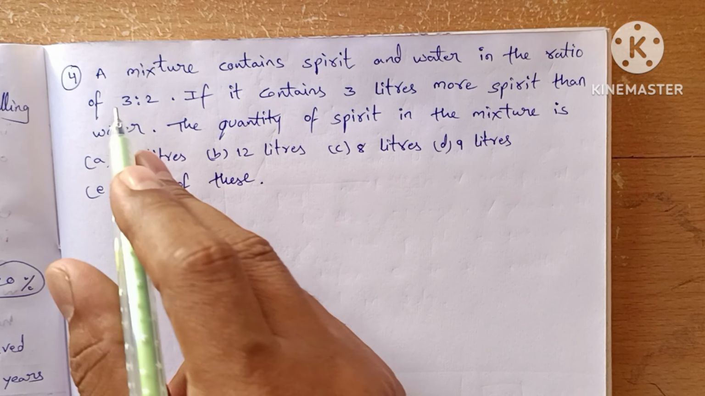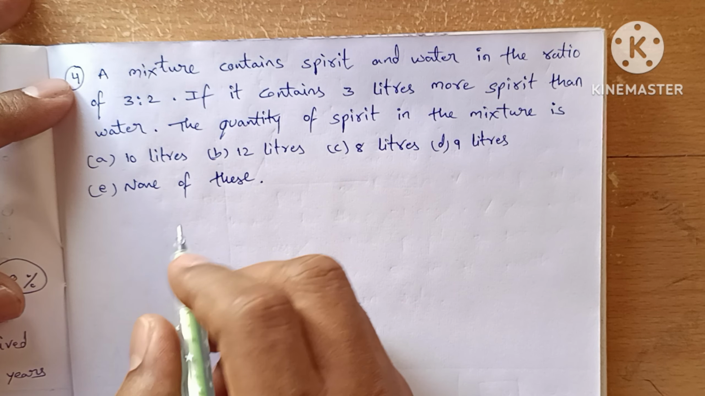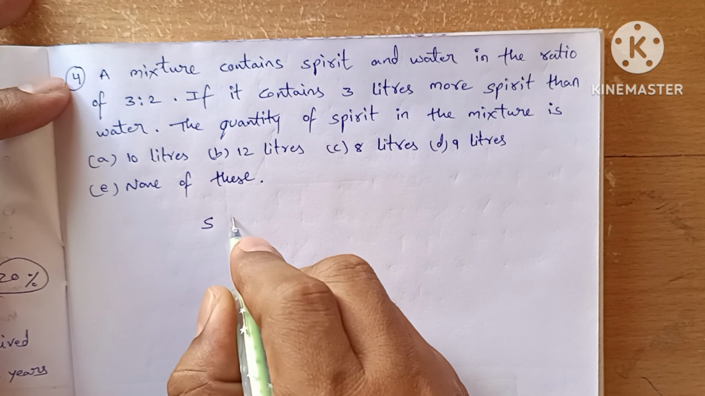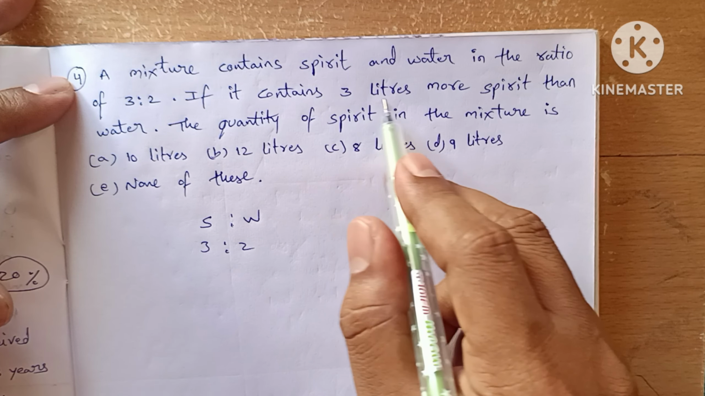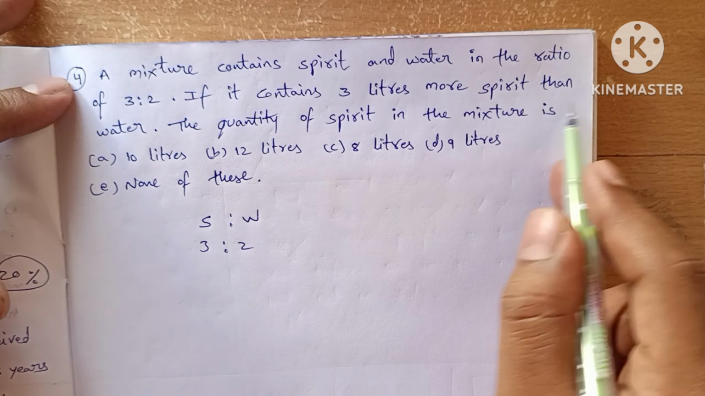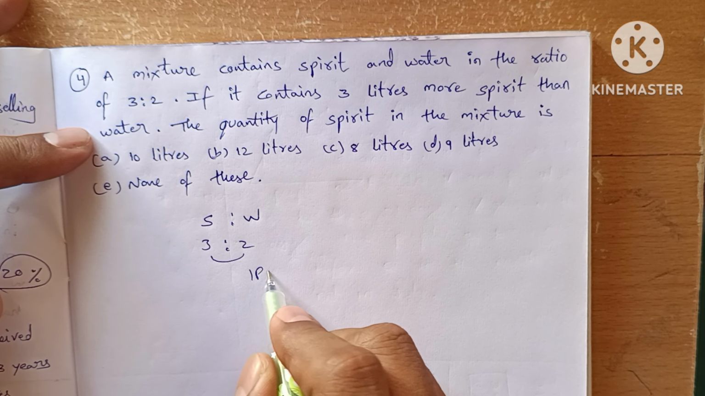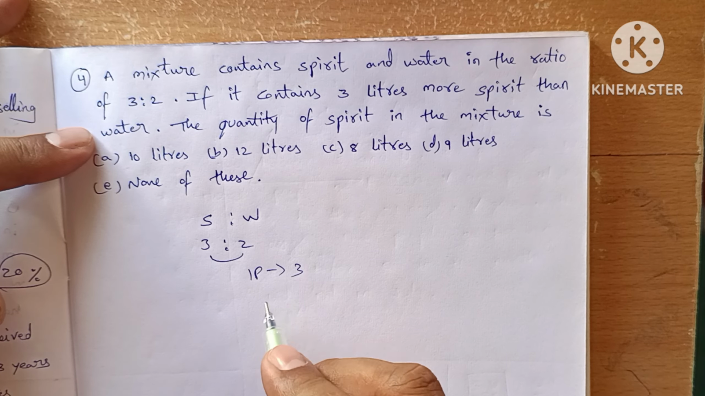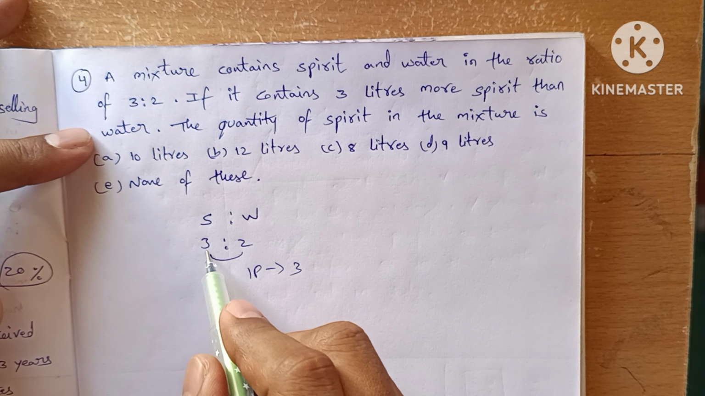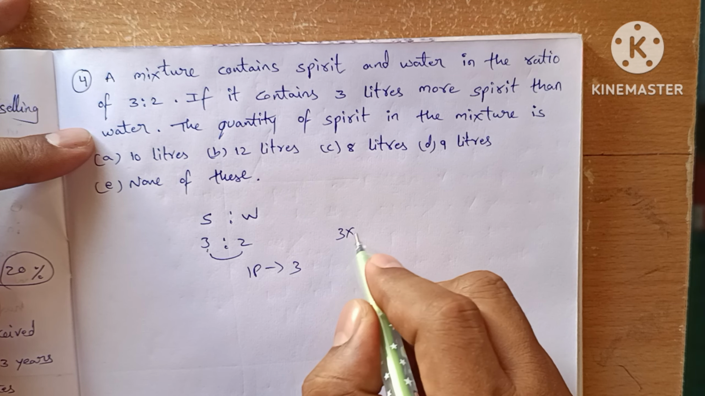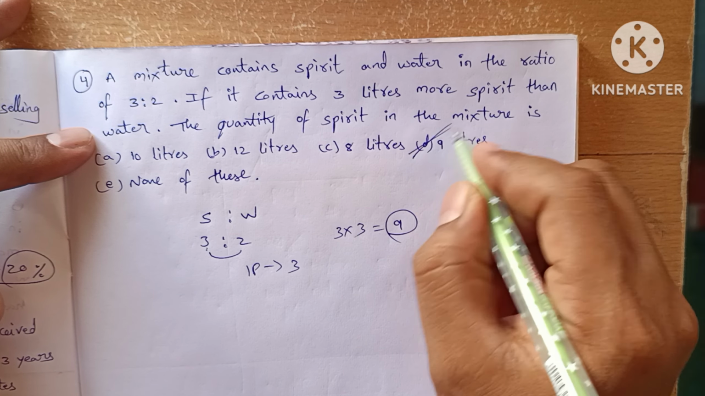Question number 4. A mixture contains spirit and water in the ratio of 3:2. If it contains 3 liters more spirit than water, so the difference between these two means one part value is 3. So the quantity of spirit in the mixture is, what is 3 parts value? 3 into 3 times we get 9. 9 liters is our answer, option D.